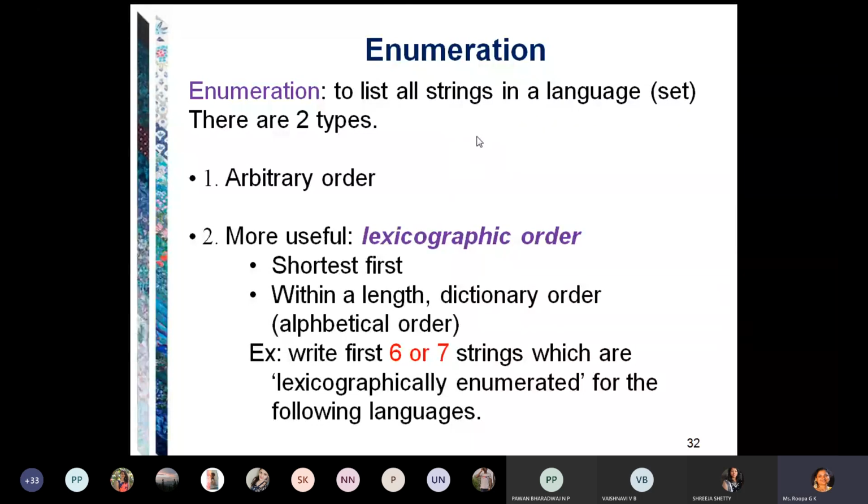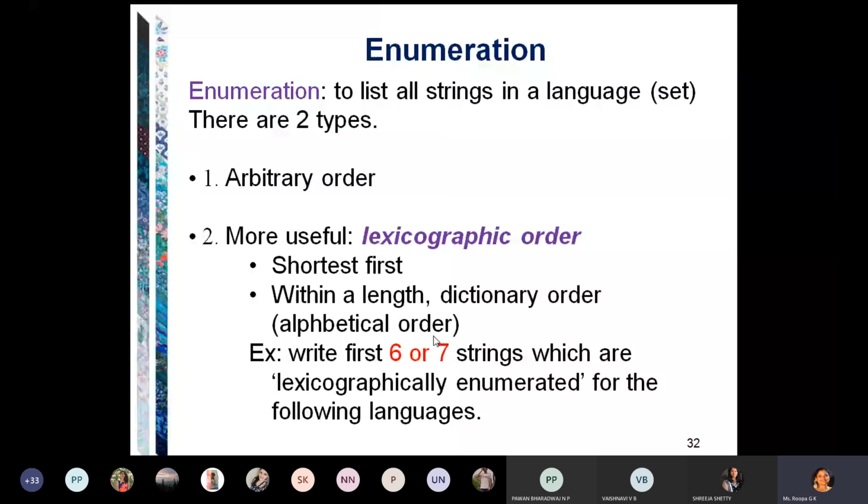But the second way, another type, and it is more useful, is called lexicographic order. What do you mean by lexicographic order? It is important. We are going to solve the problem. So if you want, you can note down. There are two conditions. Shortest first. This is the first condition you need to apply. Shortest string first, and within a length, dictionary order or alphabetical order we have to follow. Okay, clear? Shortest first means epsilon first, then string length 1, string length 2, string length 3.